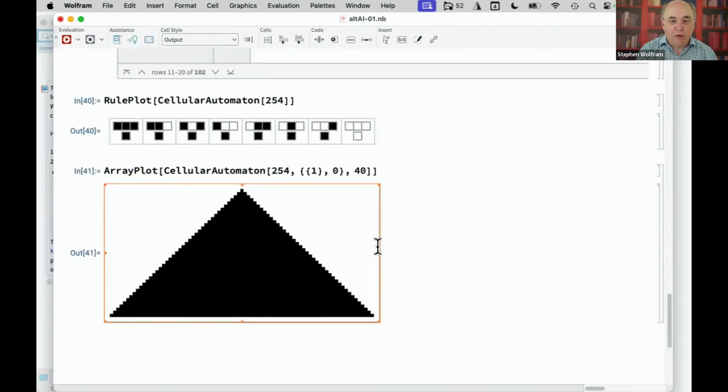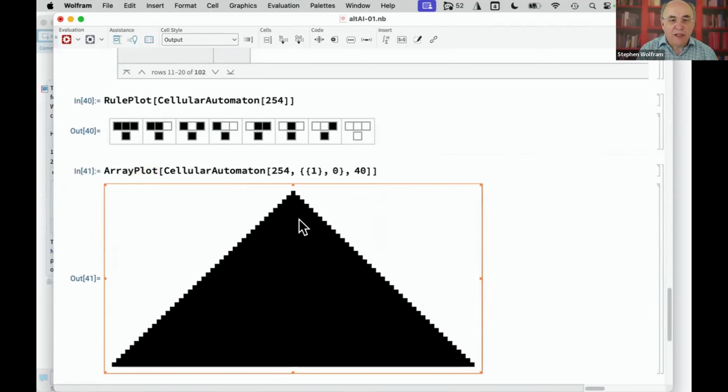Okay, we have a very simple rule. It does something very simple. It's very easy for us to predict what will happen a million steps from now with this particular rule. Okay, we try a different rule. Let's say we try a rule like this.